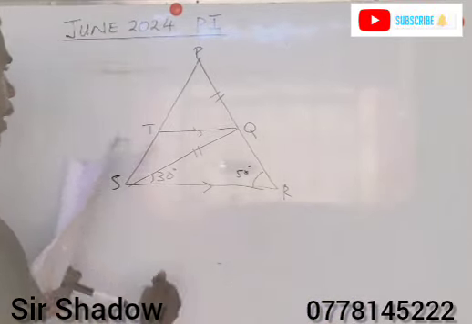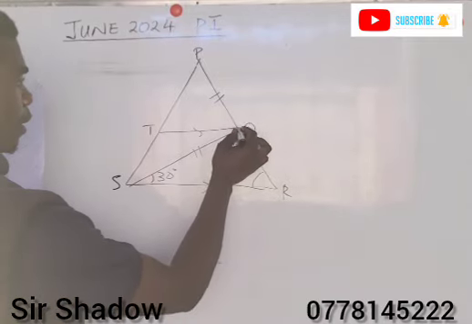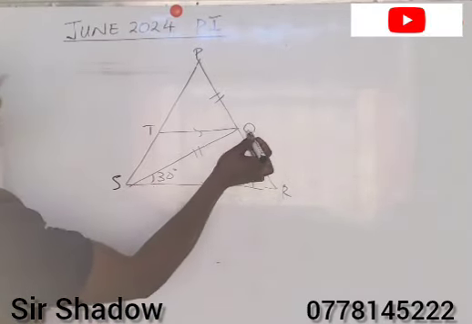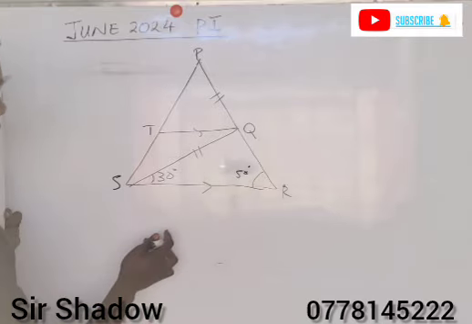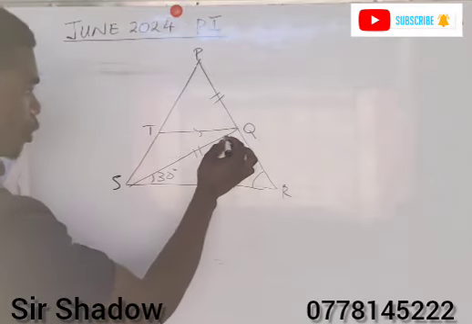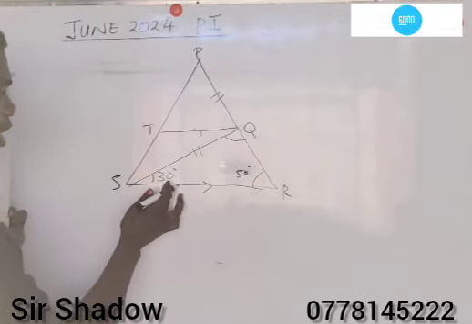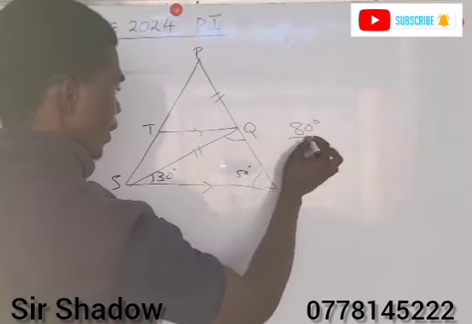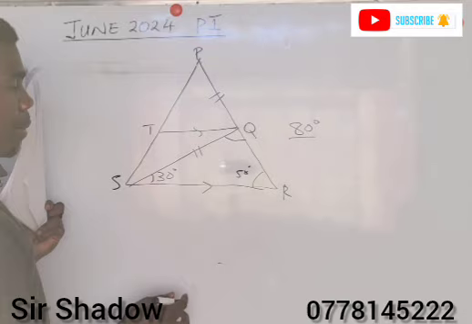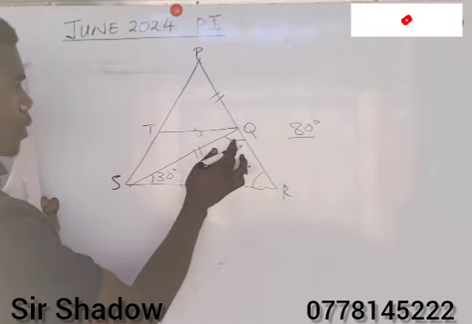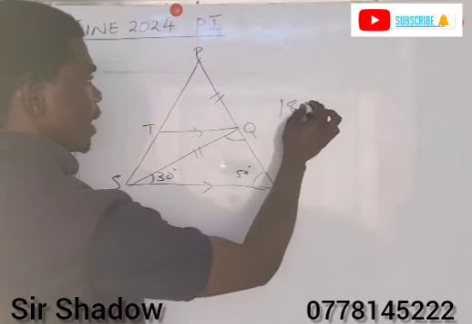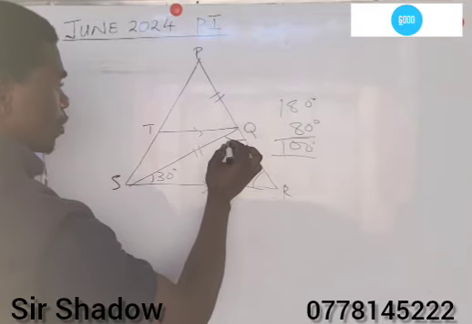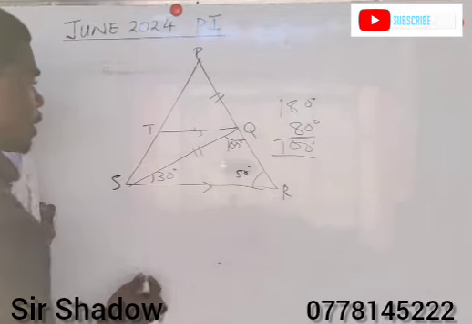Let's first fill the angles inside. Remember, QSR is a triangle, and a triangle adds up to 180. So we want to find this angle. We are saying 30 plus 50, which is 80. But we want to find this angle, so 180 minus 80 degrees, which is 100 degrees. So this one is 100 degrees, right?